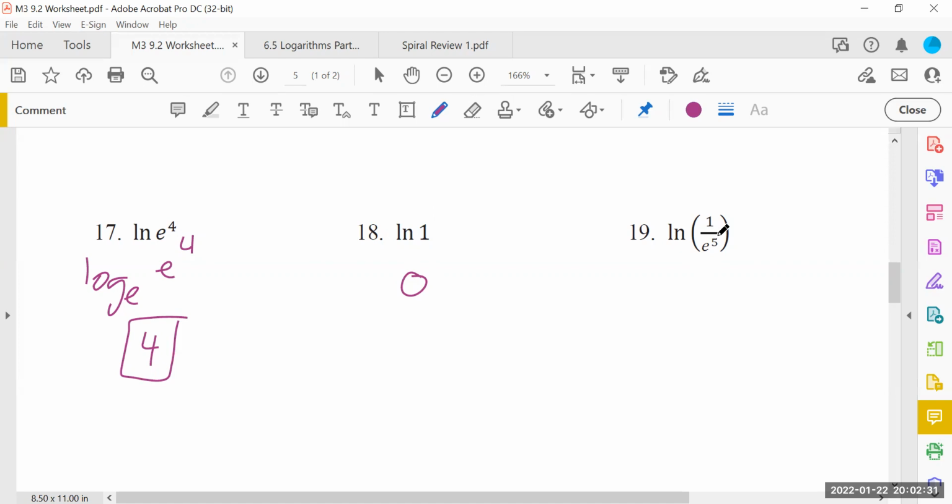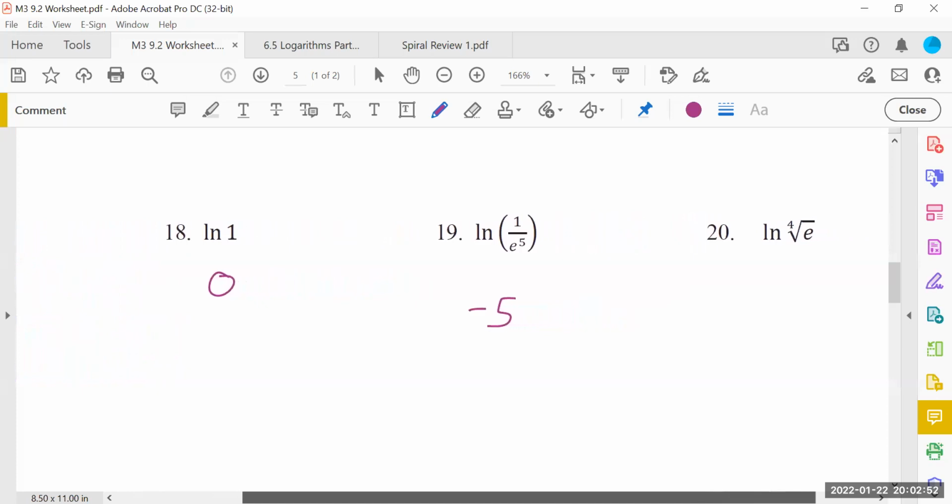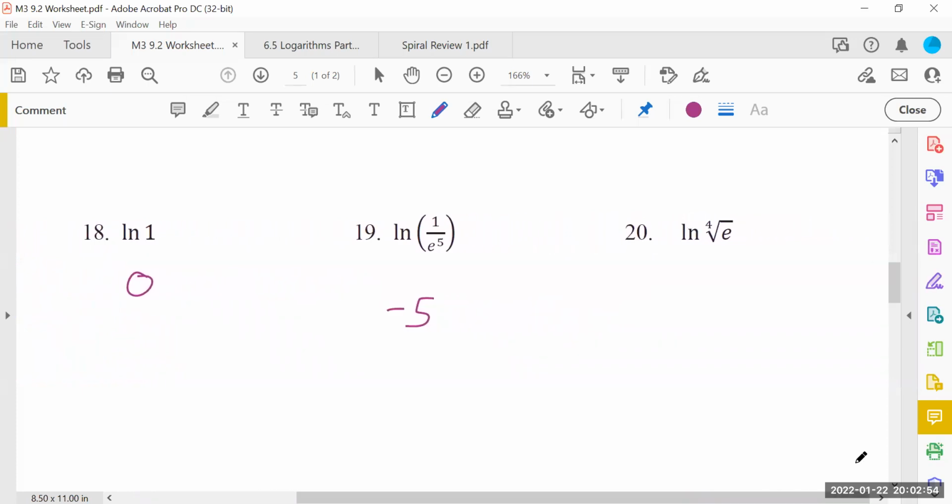For 19, the natural log of 1 over e to the 5th power. Okay, so again, natural log means log base e. e to what power makes 1 over e to the 5th power? Well, it's going to be to the 5th power, but negative, that's what makes it flipped upside down. 1 over my answer. It was raised to the negative 5th power. And here, natural log of the 4th root of e, that 4th root is a 1 over 4 exponent.